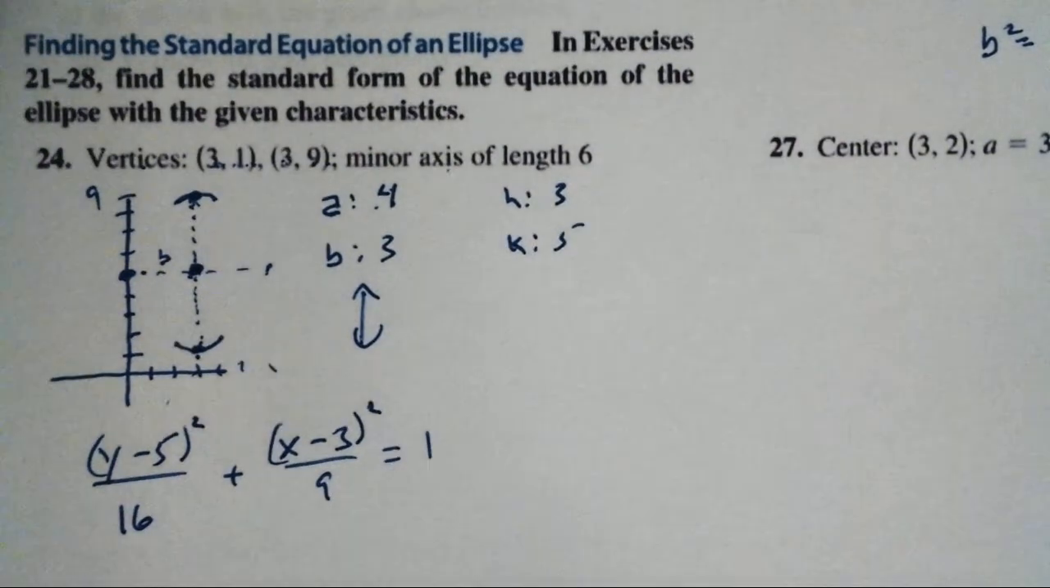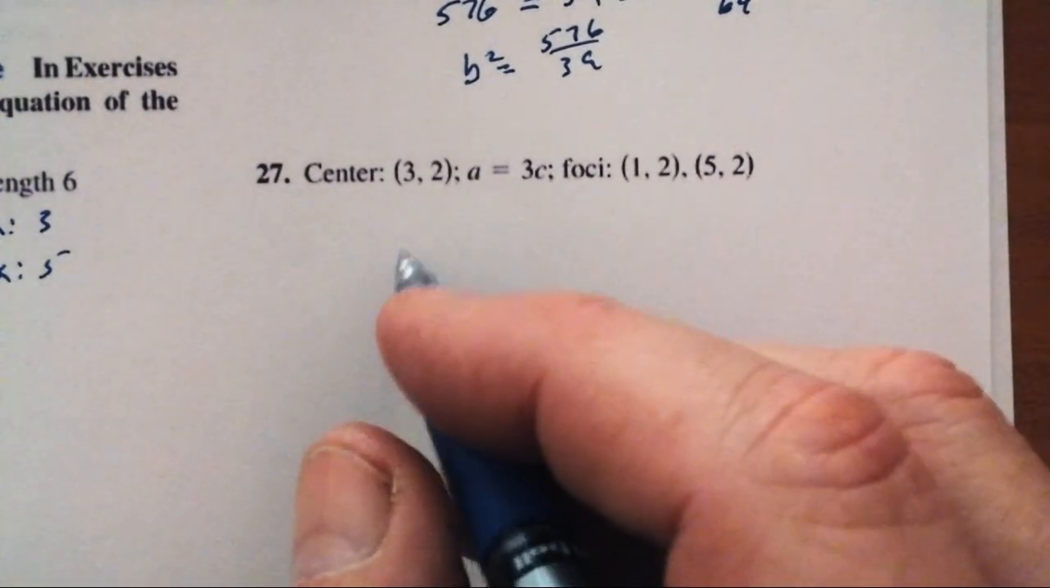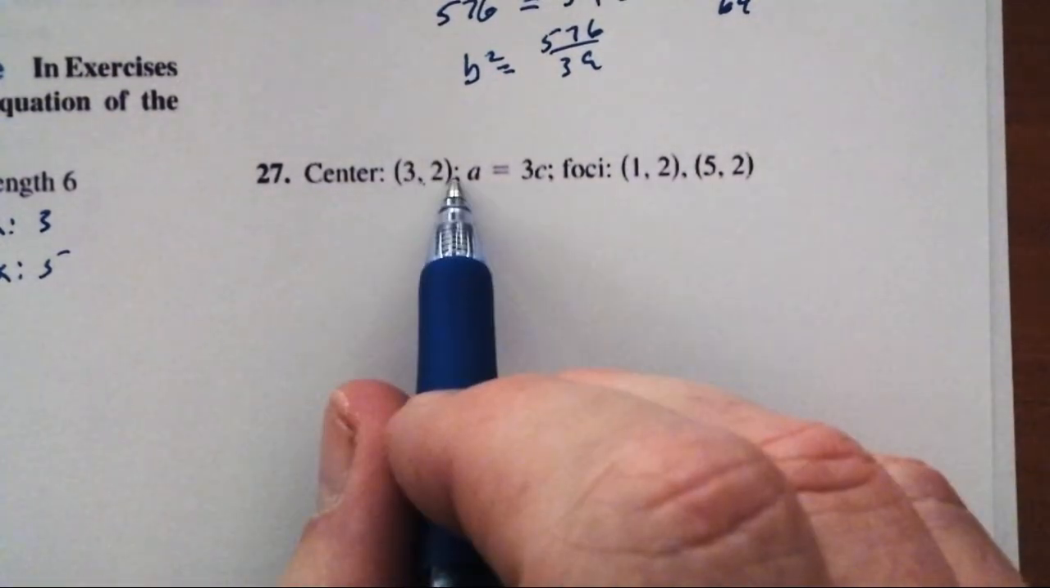And you're going to see a number of different ways they try to convolute this, but we should be able to work our way around. So center 3, 2.